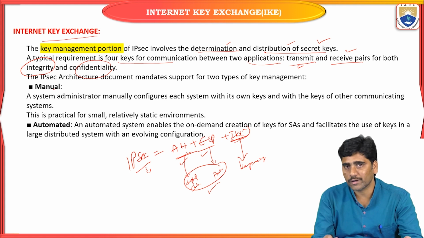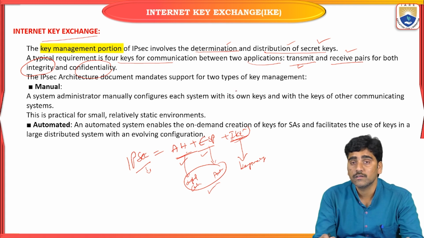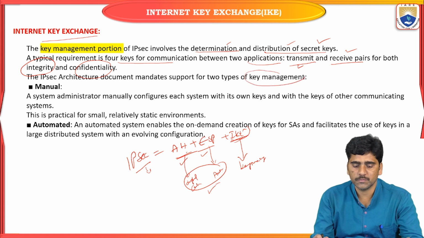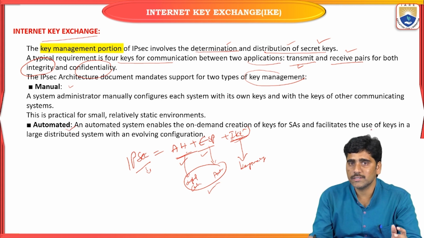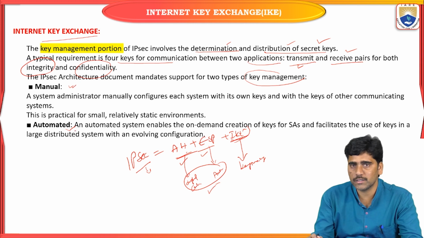The IP security architecture document mandates support for two types of key management: one is a manual mechanism and the second one is an automated mechanism. This portion of Internet Key Exchange involves the distribution or determination of the secret keys, and it provides key management in two ways, manual and automated.